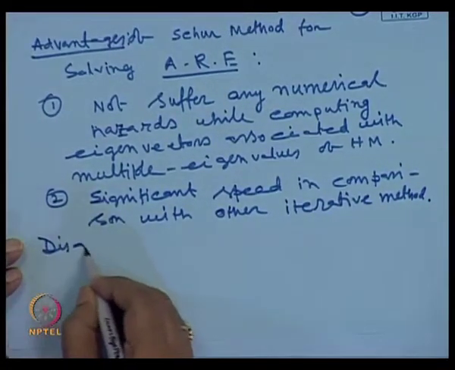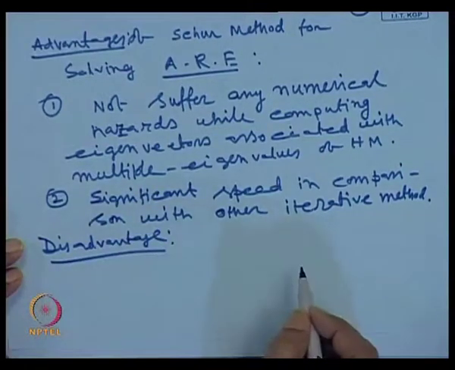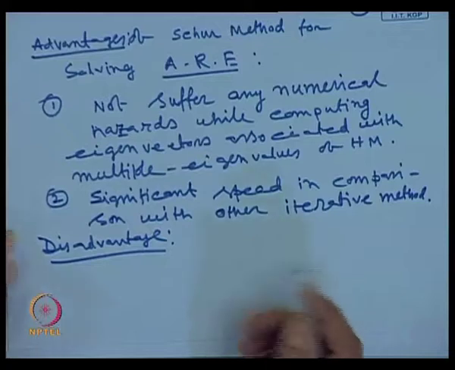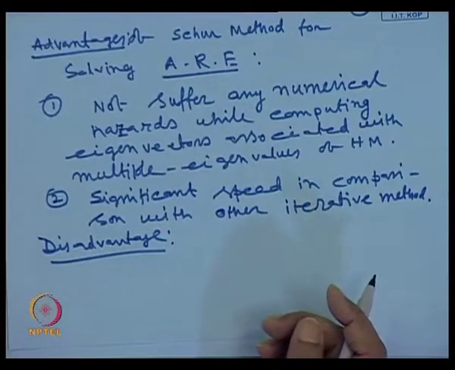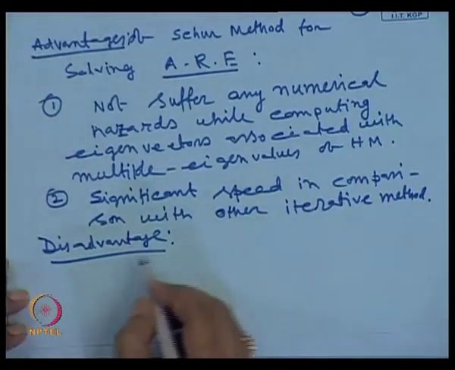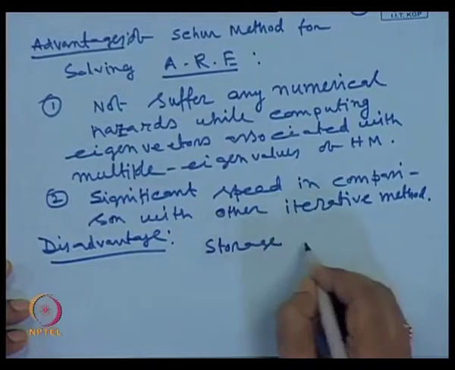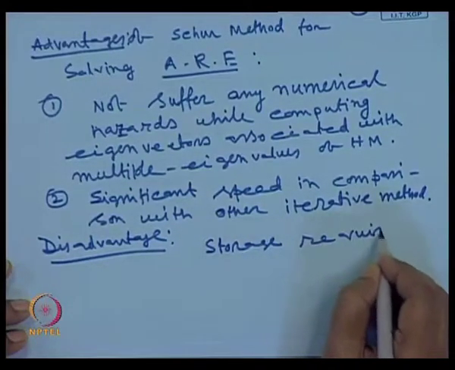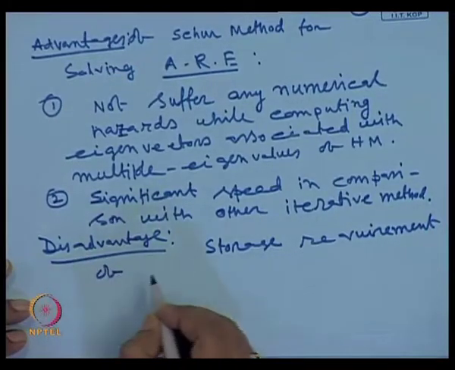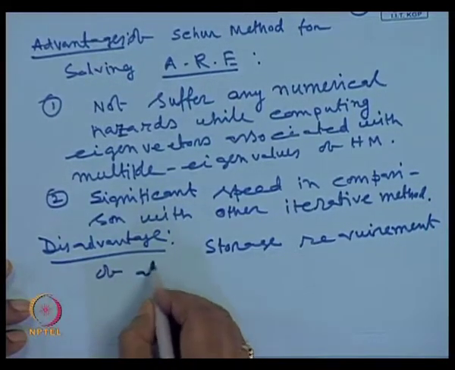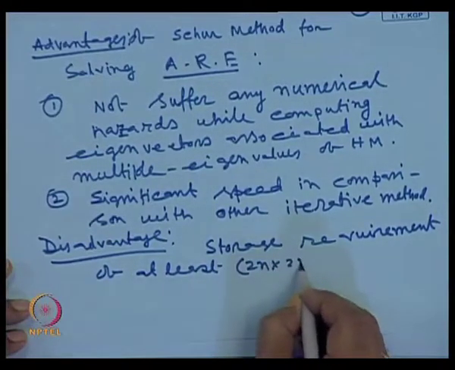The only disadvantage is that the computer storage requirement is high, because it requires 2 n cross 2 n. So, the disadvantage is the storage requirement of at least a 2 n cross 2 n array.